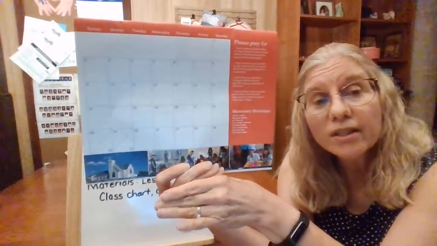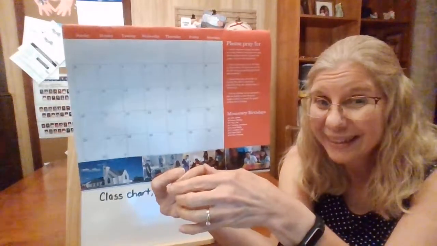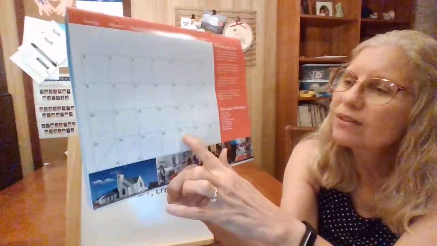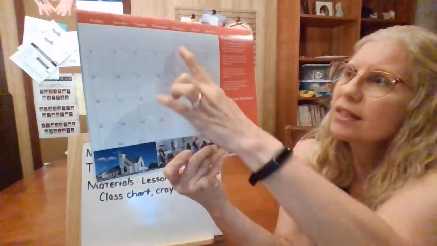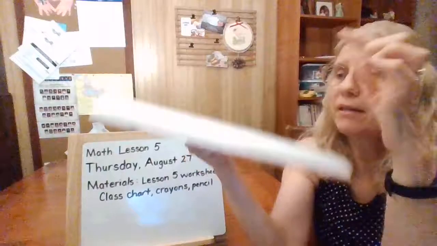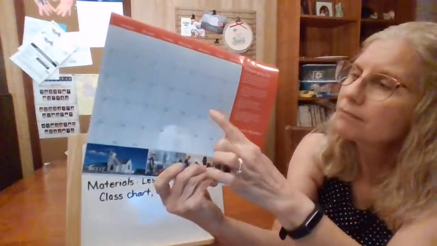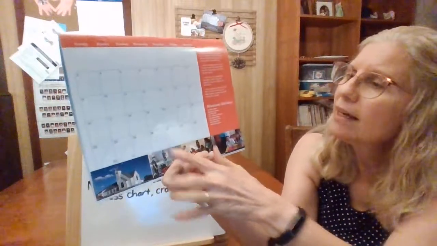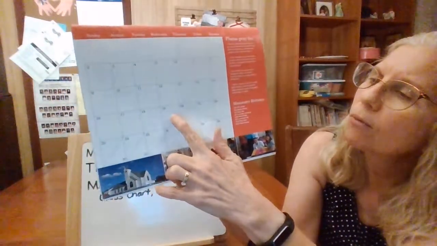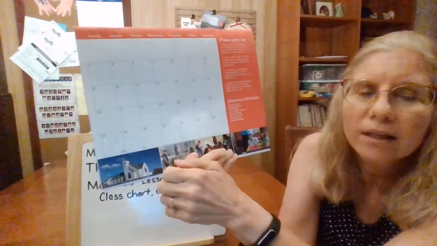We'll learn a different days of the week song when we get back to school, okay? Let's say it together. Today is Thursday, August 27th, 2020. Wow, we're already on Thursday. So this would be, let's count the days we've been in school. 1, 2, 3, 4, 5, 6. We've been in school 6 days.